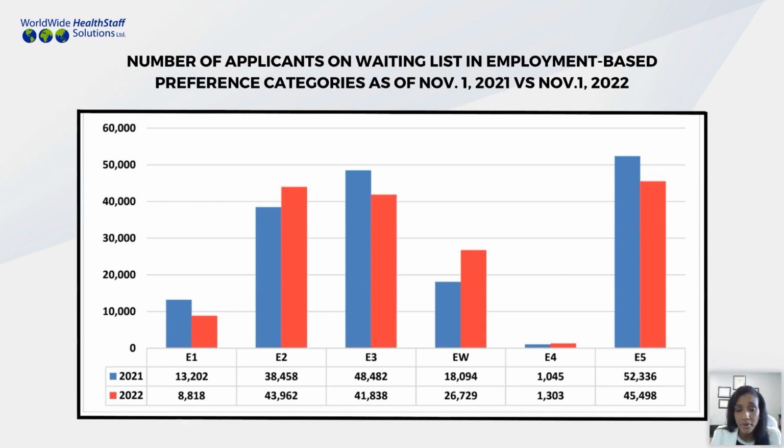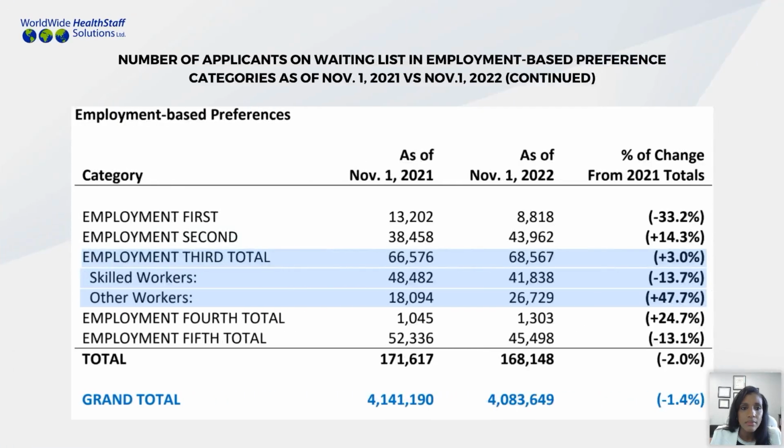Now remember, 2022, we're right here. You'll see that right now there are 41,838 people currently waiting on the employment-based category. And then this other slide is going to give us some more perspective with regards to the waiting list or the time for the visa.